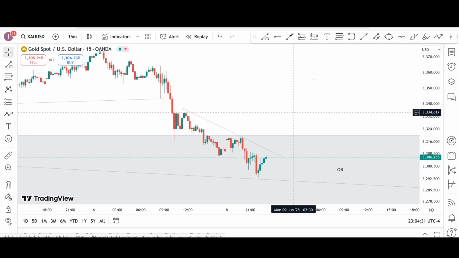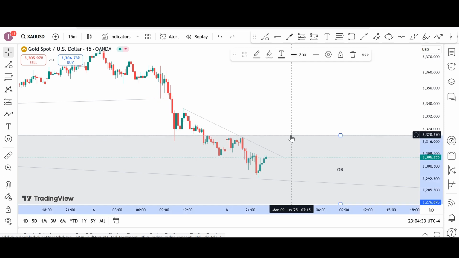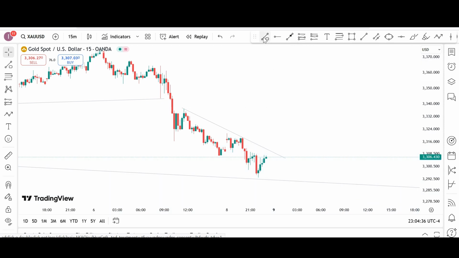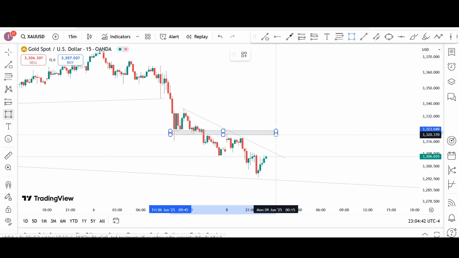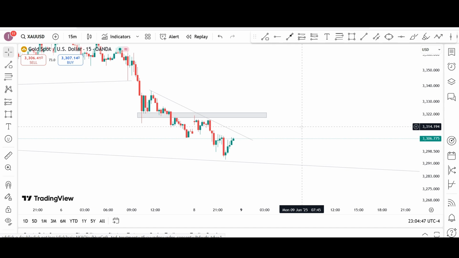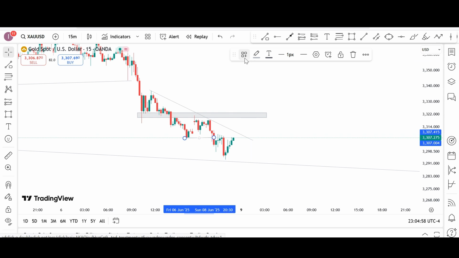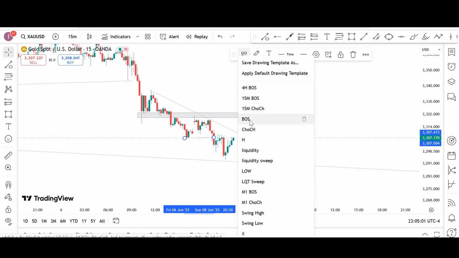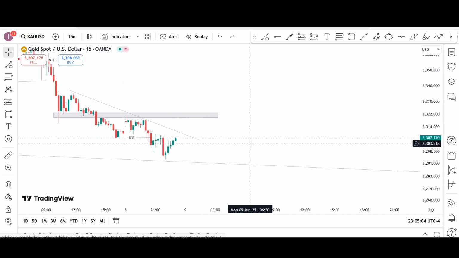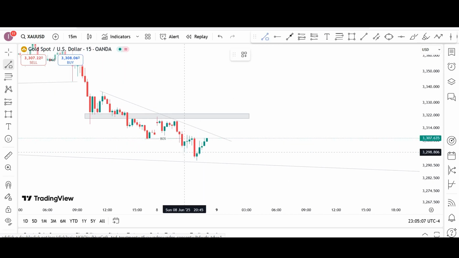We have this resistance level. Let's take this order block out. We have this support level turned to resistance level. We have this break of structure. We have this break of structure. We want to make use of this recent one. This break of structure. And we have this liquidity sweep. The buy side liquidity sweep right here.